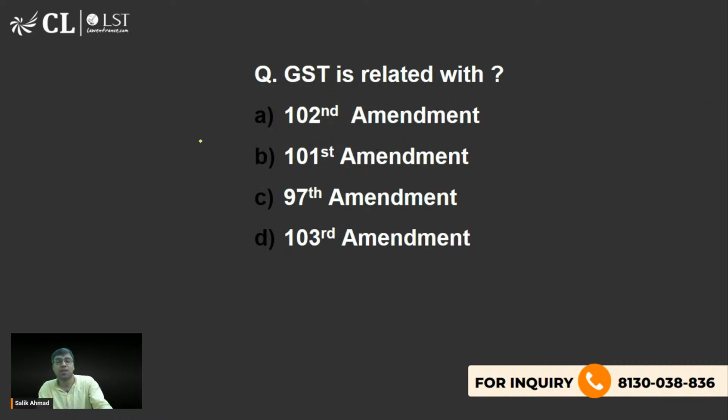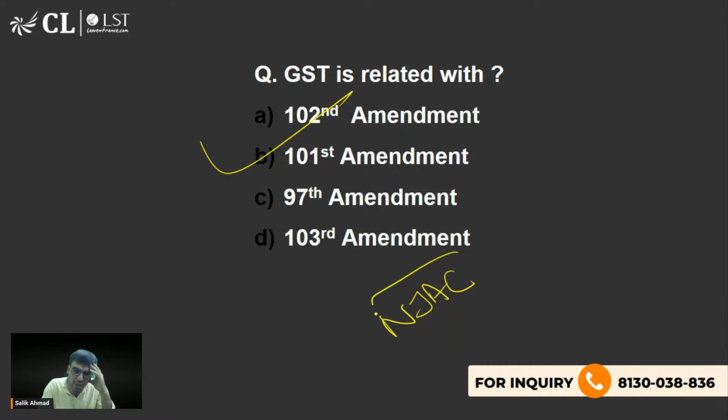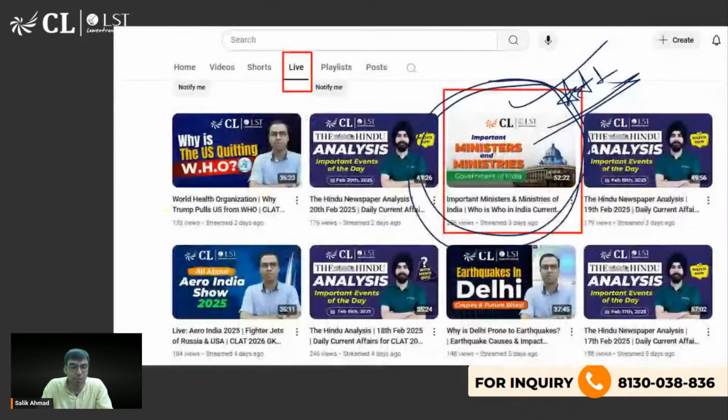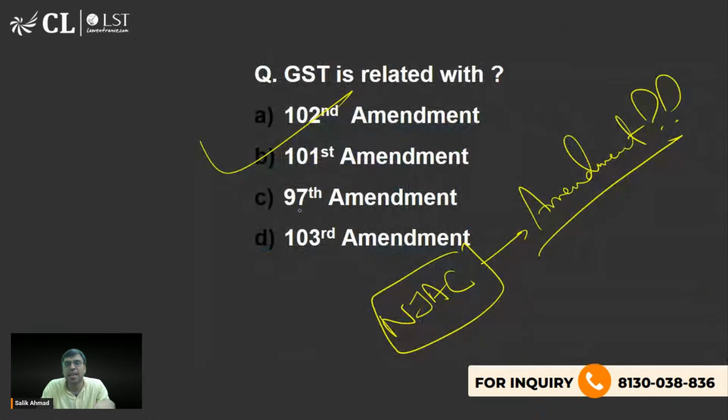Okay, let me ask one more. There was a concept called NJAC, the National Judicial Appointments Commission. It is related with which amendment? Why I'm saying this: I have taught about the collegium in a class. So on our YouTube channel, go to the live section and scroll down. You will see a class where we discussed the collegium system and how it works. There I discussed NJAC, which was supposed to replace the collegium but was later struck down by the Supreme Court.